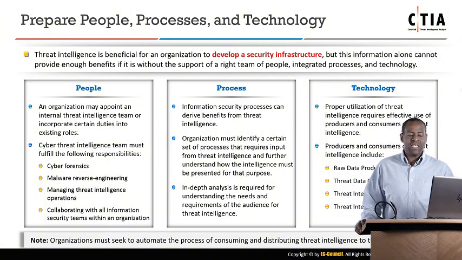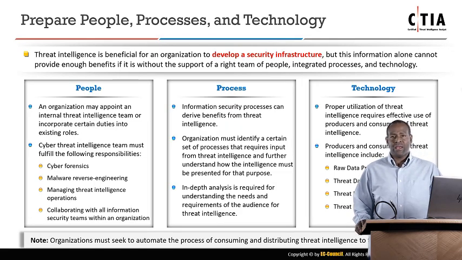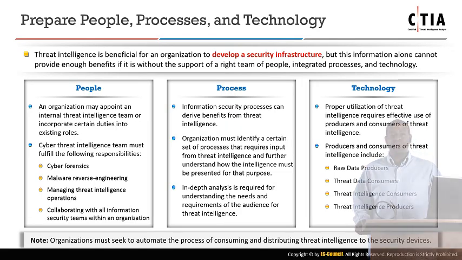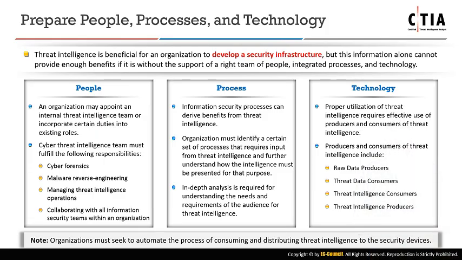Next, we look at technology for our threat intelligence infrastructure. We need to properly utilize intelligence, and that's going to require the use of producers and consumers of threat intelligence. So we need to make sure that that is adequately managed. So who's producing the threat intelligence? Where are we getting the threat intelligence? How are we putting together and collating the threat intelligence? And then where is that information going? Those are the consumers of threat intelligence. So there are producers and consumers of threat intelligence.